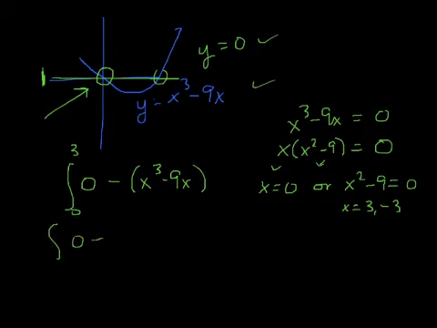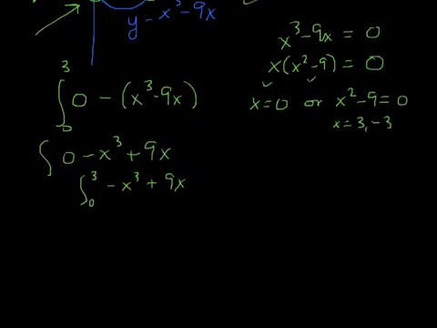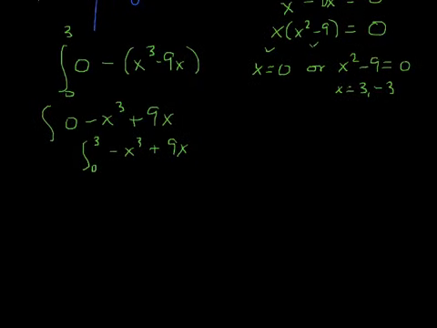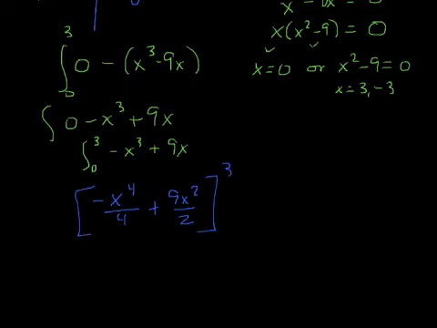So you have 0 minus x cubed plus 9x. Obviously you don't need the 0, because the antiderivative of 0 is just 0. So you have the integral from 0 to 3 of negative x cubed plus 9x. We're going to do the antiderivative of that. And so that gives us negative x to the 4th over 4 plus 9x squared over 2. And we're plugging in 3 and 0.